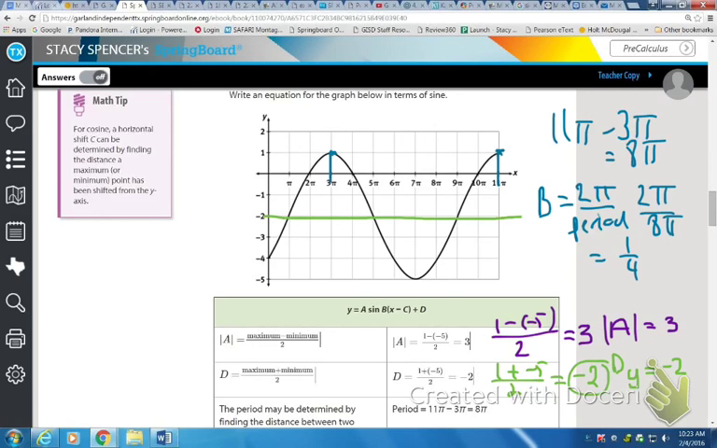Now that leads us to our horizontal shift. So that means we are taking this and horizontally shifting it. We are working with the x minus c. We're looking to see how far this thing shifted to the right.